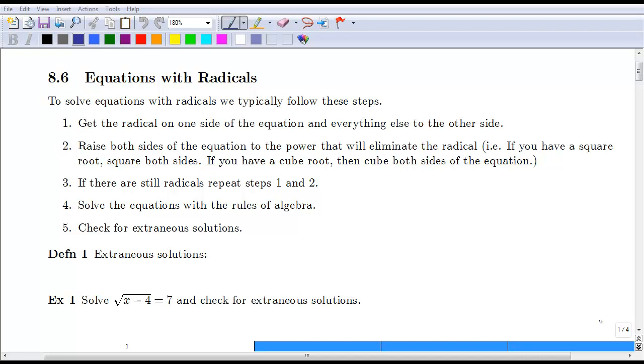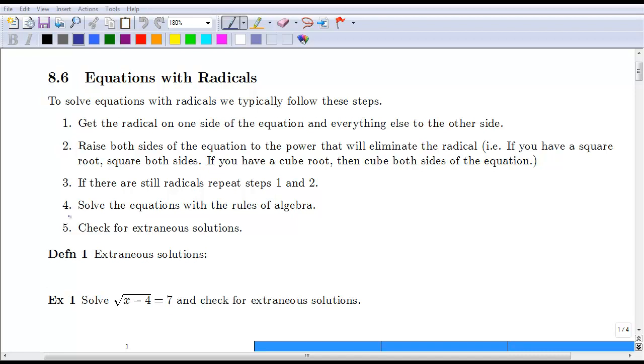Once you've eliminated all of the radicals, then you solve the equation with the typical rules of algebra, adding and subtracting from both sides, multiplying and dividing by coefficients, and taking roots again, possibly if you have powers of exponents, and factoring sometimes to solve for roots as well. So you're just going to use all of those rules that we've had previously from algebra.